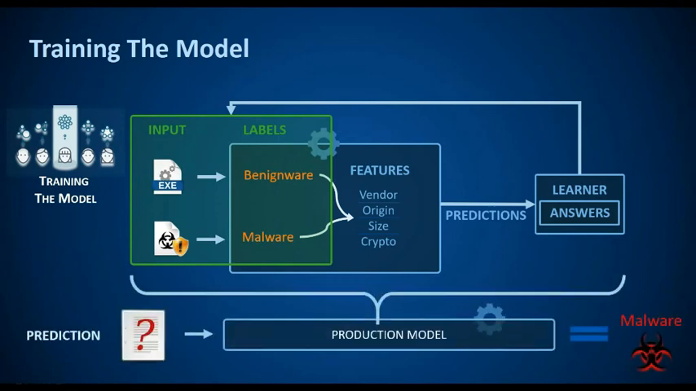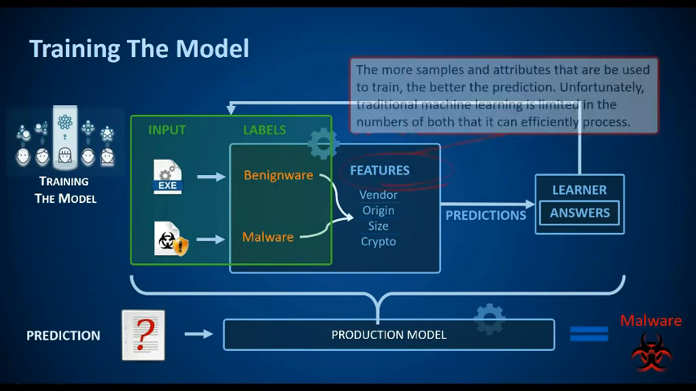We can then take that model and deploy it into production on endpoints to allow them to dynamically decide whether something's good or bad, regardless of whether they've seen it before.